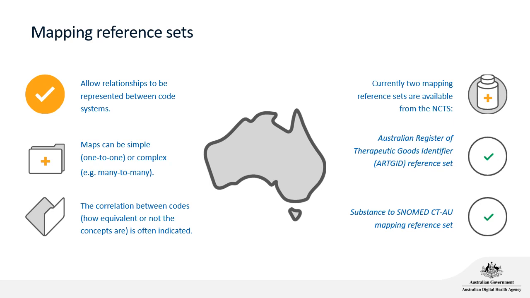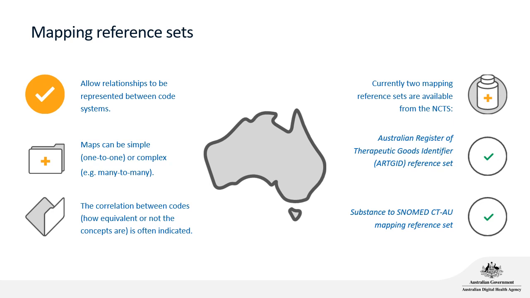Mapping reference sets allow a representation of the relationship between concepts in different code systems. They are most commonly one-to-one relationships, and each of these relationships may state that a code in a source code system is equivalent or perhaps not equivalent to a code in a target code system. More complex map representations are possible, including one-to-many or many-to-one relationships.